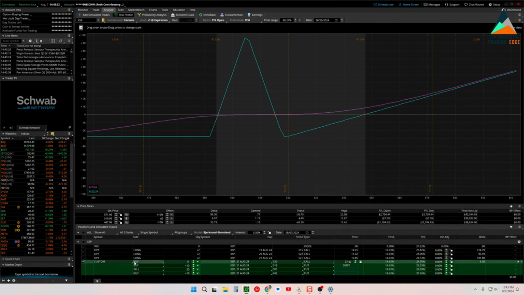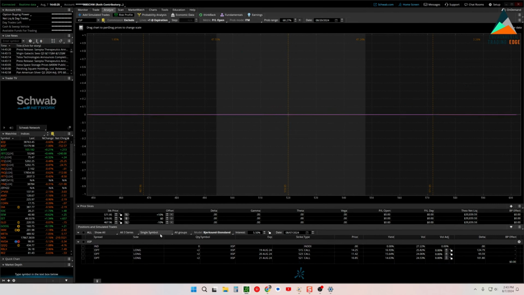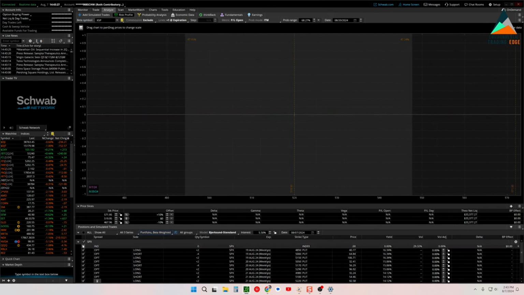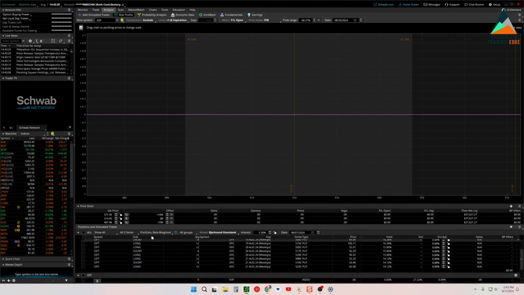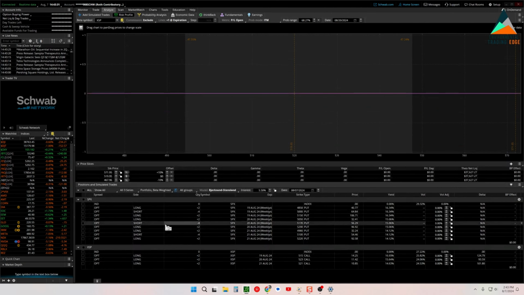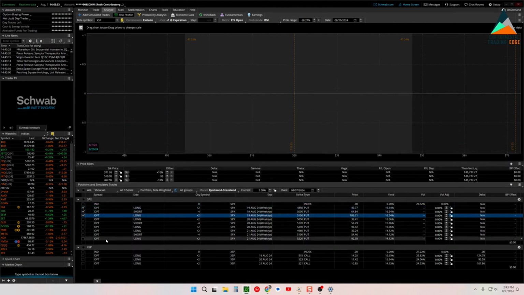But if I was going to try, let's see here. Let me just show this. Portfolio beta weighted. I'm just going to grab one of our structures right now. So boom, boom, boom.